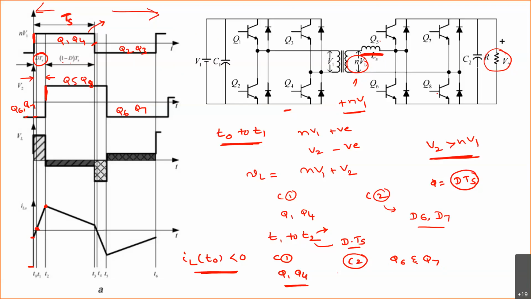So here also the voltage across the inductor is N into V1 plus V2. That means this entire thing is N into V1 plus V2. Clear? This entire thing is N into V1 plus V2. It's clear?